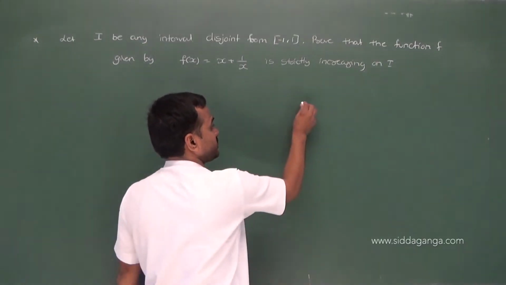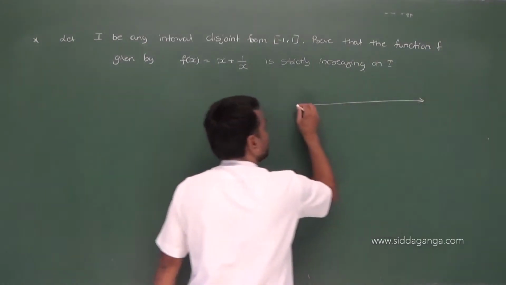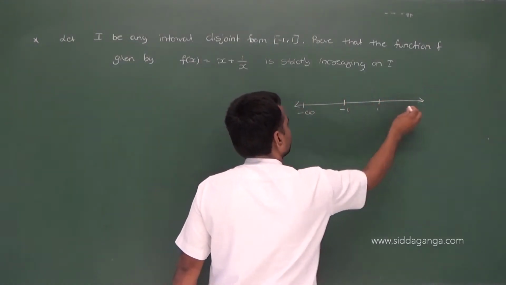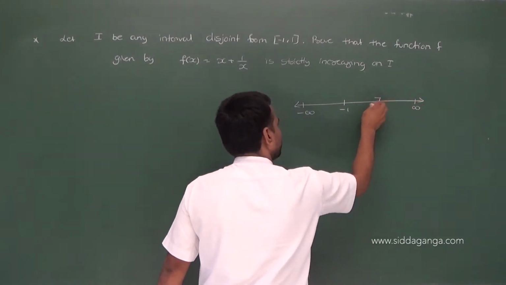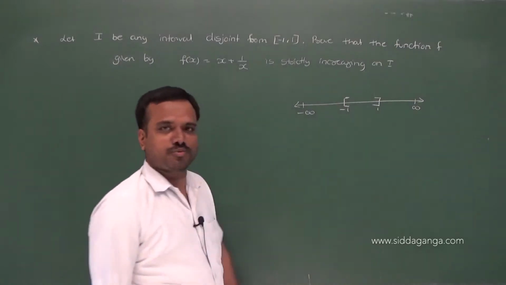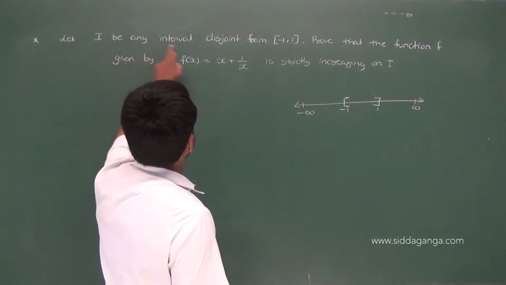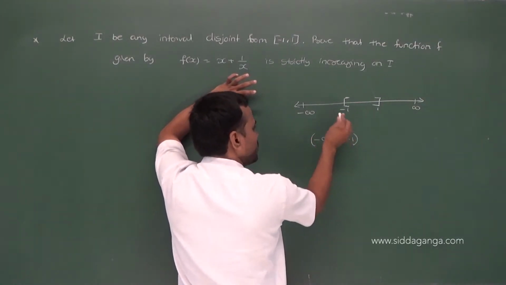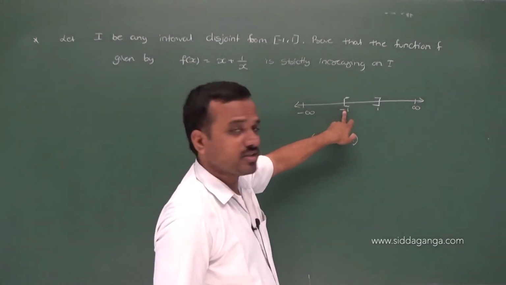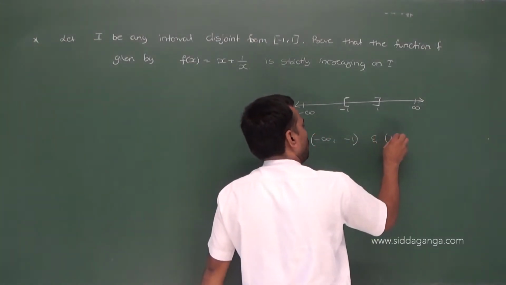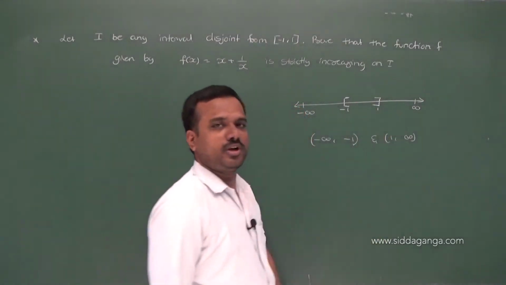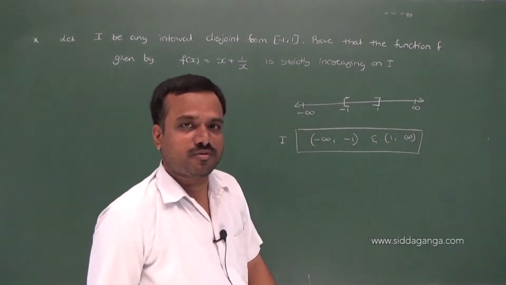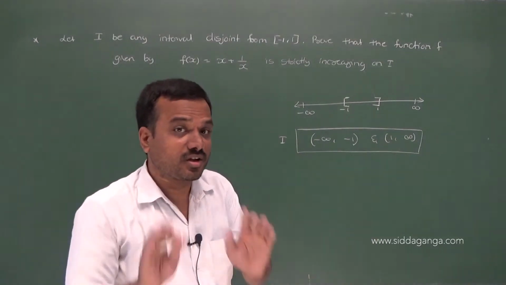See this. First we see the interval of I. That is very important. It is from minus infinity, and here it has given -1, +1, plus infinity. What we have to prove? I is any interval disjoint from this one, which means from minus infinity to -1, where -1 is excluded, and 1 to infinity, where 1 is excluded. This is nothing but the interval of I.